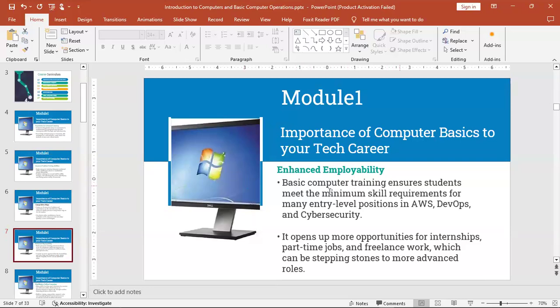Basic computer training ensures students meet the minimum skills requirement for many entry-level positions in AWS, DevOps, and cybersecurity. As I said earlier, you go for some job interviews, you'll be expecting complex questions in cybersecurity. You'll be shocked that the very first questions they will ask you may be, what is a computer program? What are the types of computers? So in order for you to give a good impression to the person interviewing you, you have to know these basic stuffs, okay?